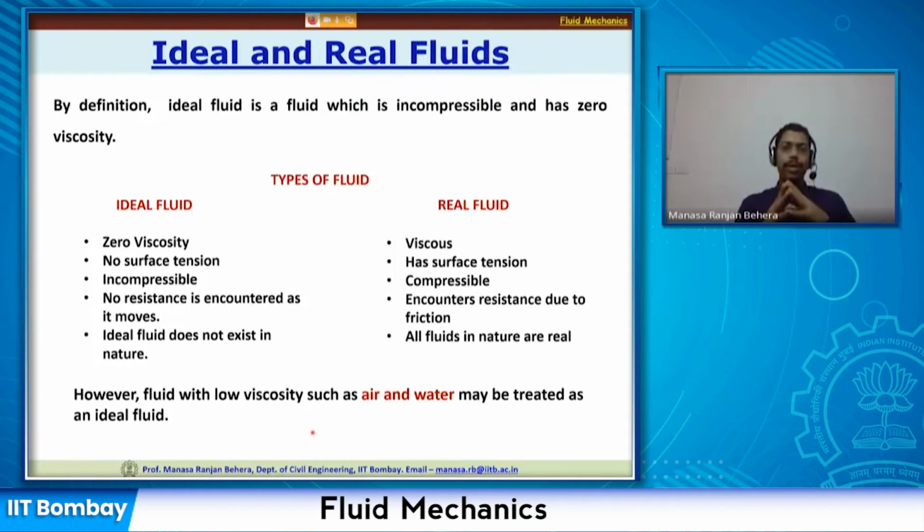In case of ideal fluid, we assume that there is no viscosity, or zero viscosity. There is no surface tension. We assume that the fluid is incompressible. We cannot compress it. And we can assume that there is no resistance that is encountered as it moves.